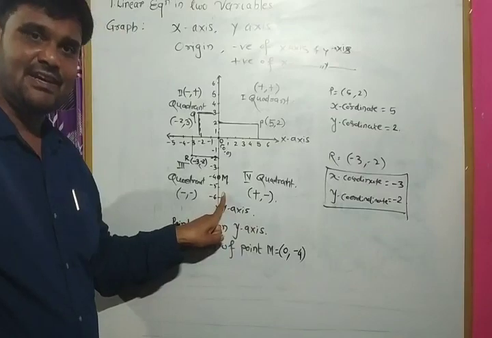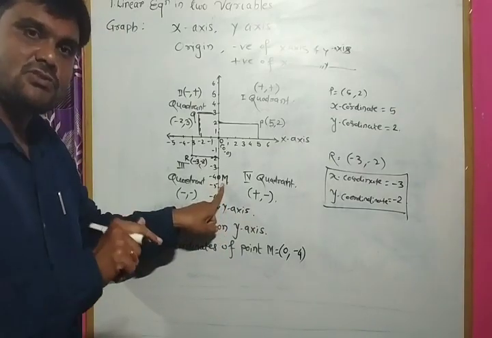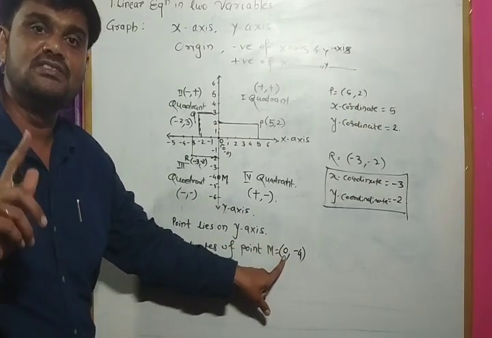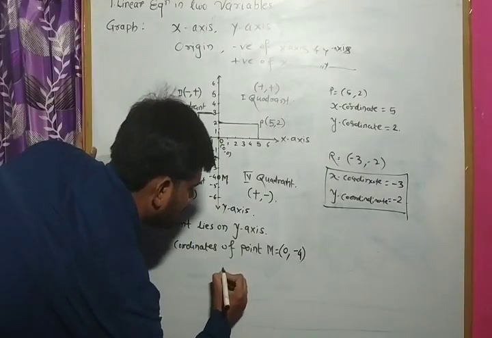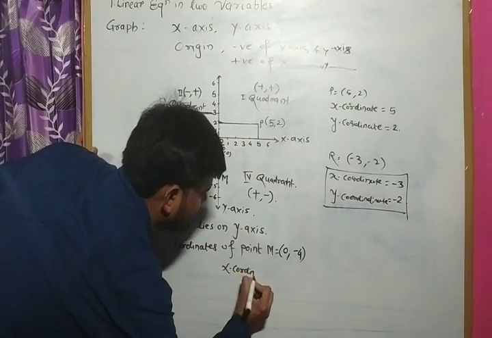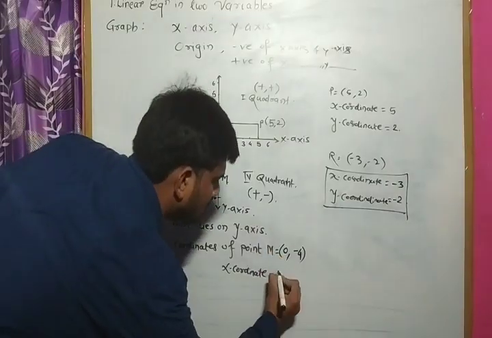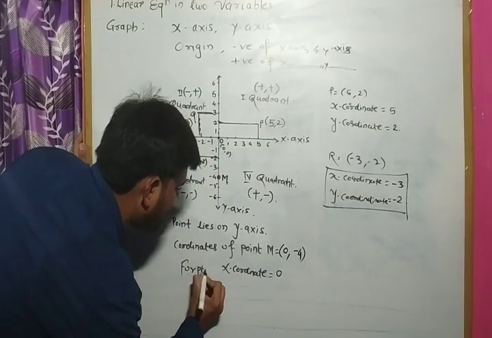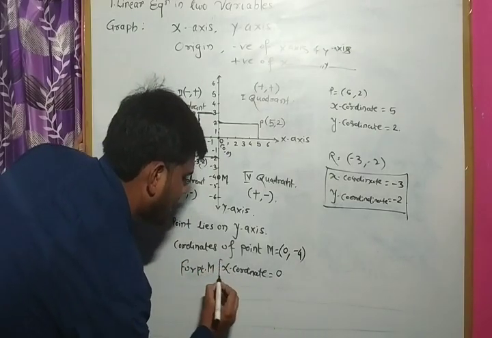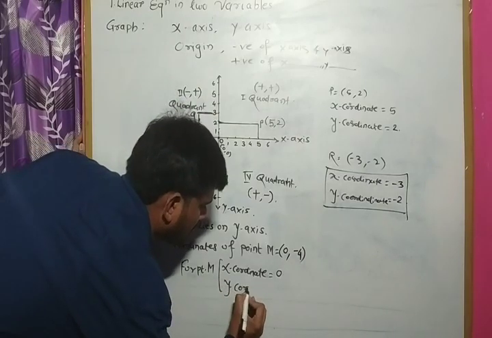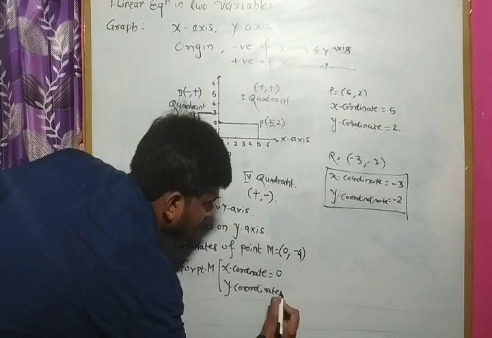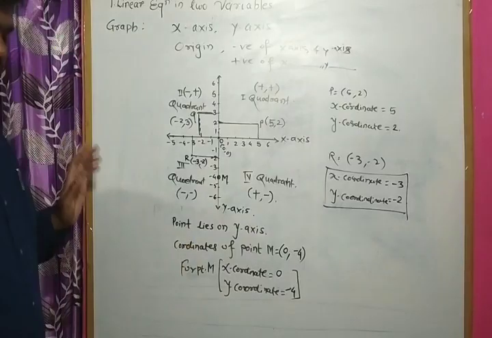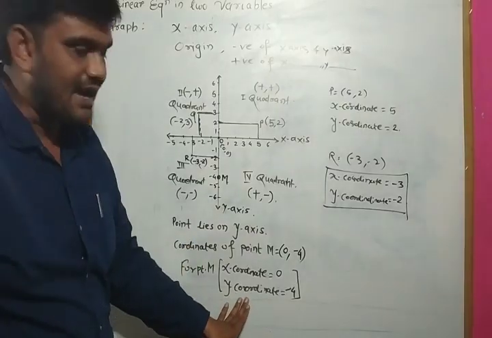It is clear that when the point lies on the y-axis, its x coordinate is always 0. Therefore, the x coordinate is equal to 0 for point M, and the y coordinate is equal to -4. Hope so, students, you got it right.